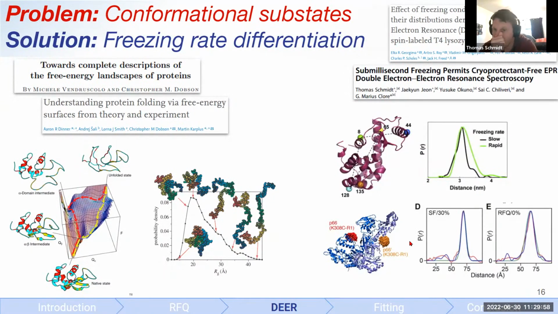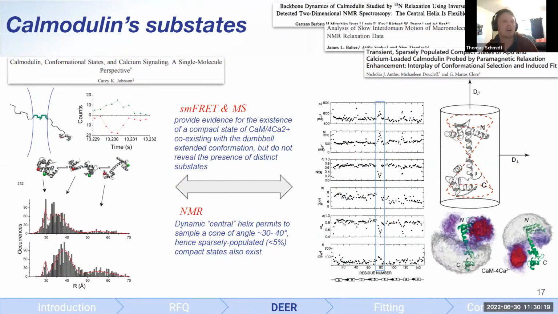In a subsequent paper that we published later on, we also saw a similar effect where we had a very sharp distance if frozen in liquid nitrogen, but if rapidly frozen, the distance expanded and became wider. In this case, we initially just disregarded it, but I think it's worthwhile to explore more. And therefore, we use our calmodulin system.